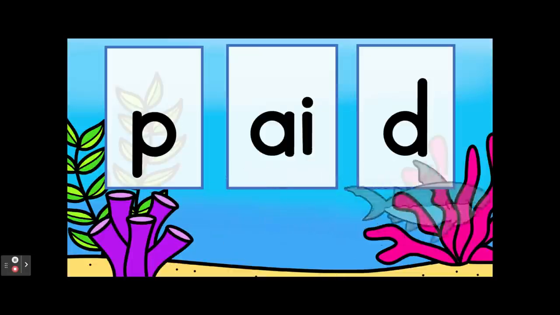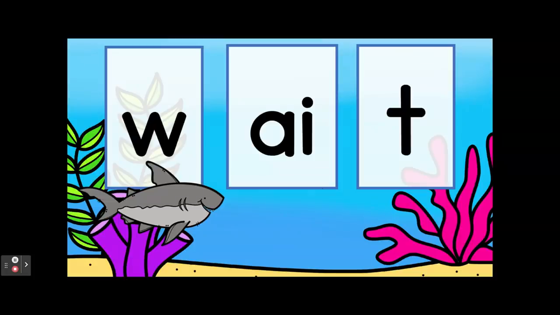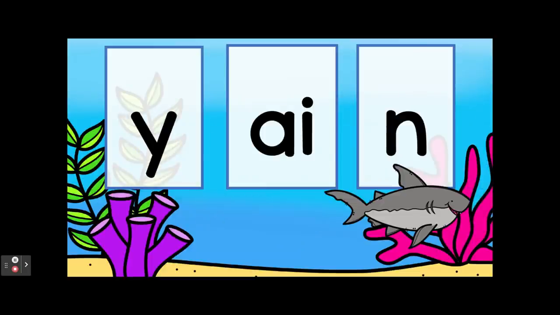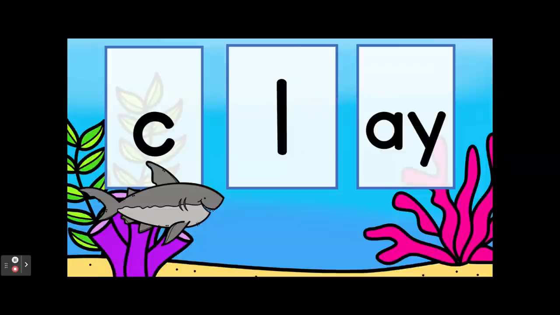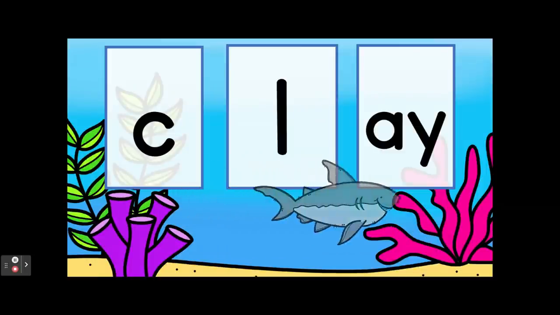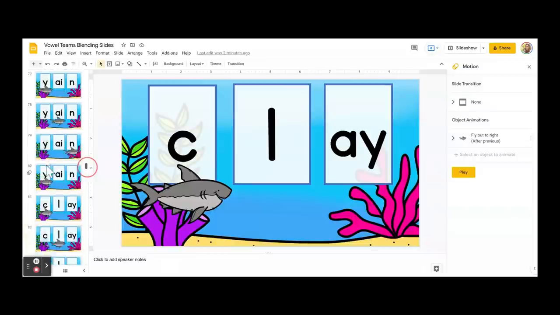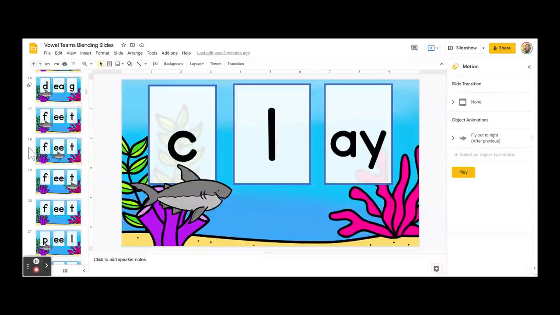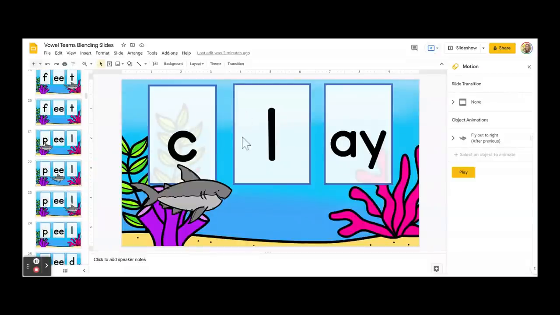egg, paid. And you can see that the shark kind of moves across to help students decode or blend that quickly. Next we have w, a, t, wait, y, a, n, yain, k, l, a, clay. As you can see, these slides move quickly and they are a fun and engaging way to have students review these different vowel teams. Now, these slides don't just have AI and AY, they do have a bunch of the other vowel teams that I generally teach. So you can use them all together or you can simply go right to the AI, AY ones.